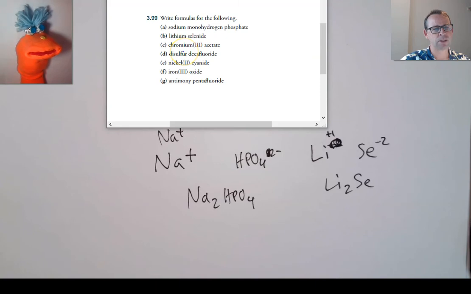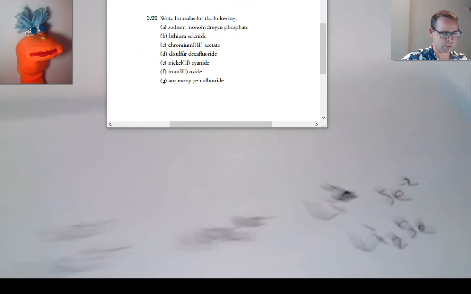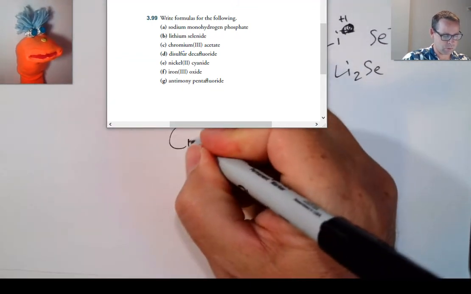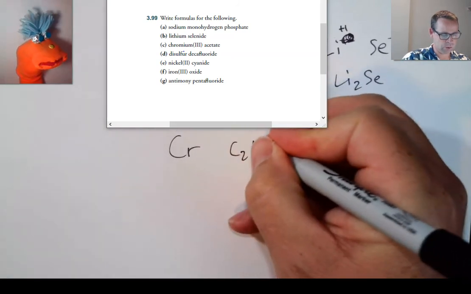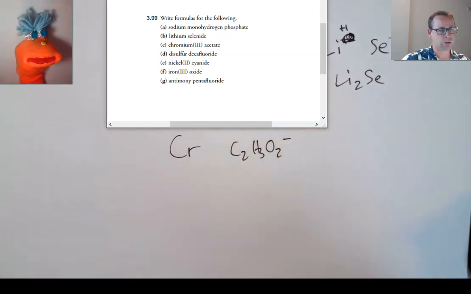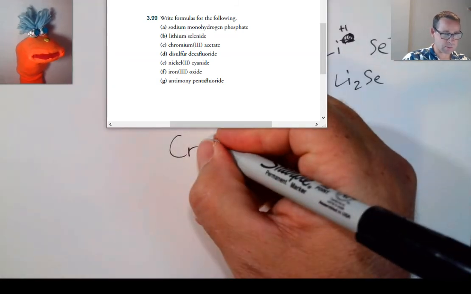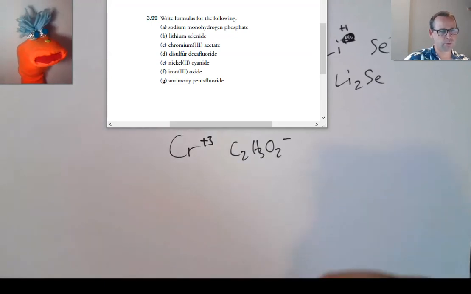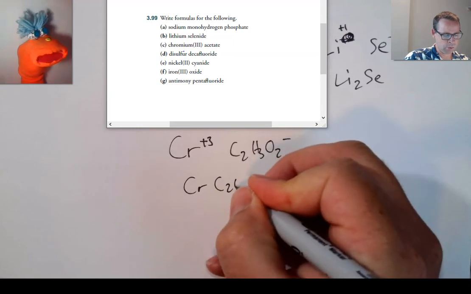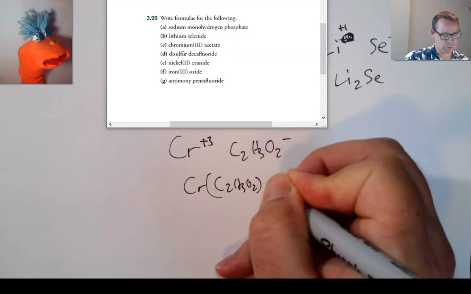Chromium 3 acetate. Chromium 3. Chromium Cr. Very good. And acetate, let's look on that list. C2H3O2. Chromium 3. What does the 3 mean? Oh yeah, the 3 means the chromium has a +3 charge. That's nice to use. So now there has to be 3 acetates for every chromium. So Cr, C2H3O2 in parentheses, and there's 3 of those.